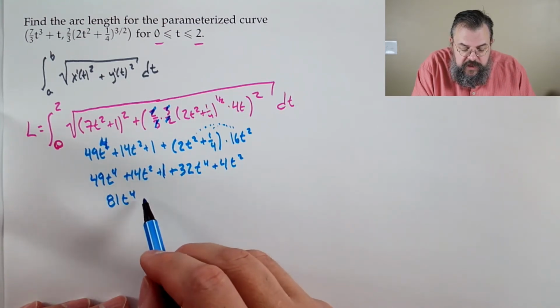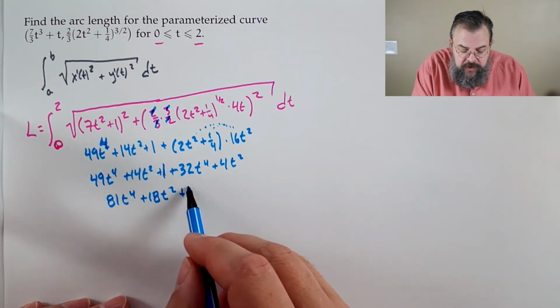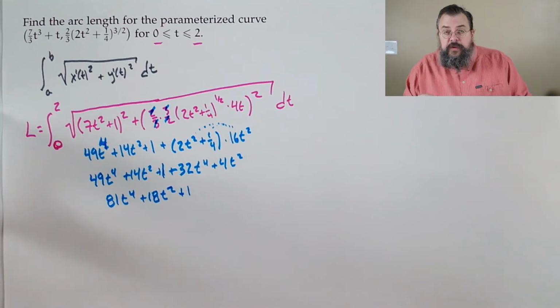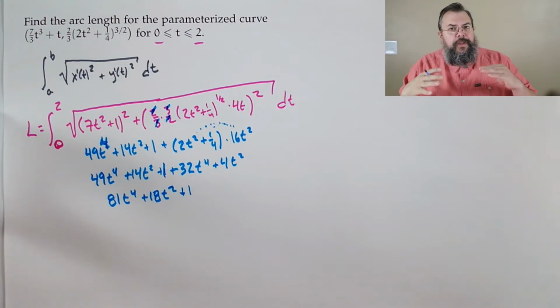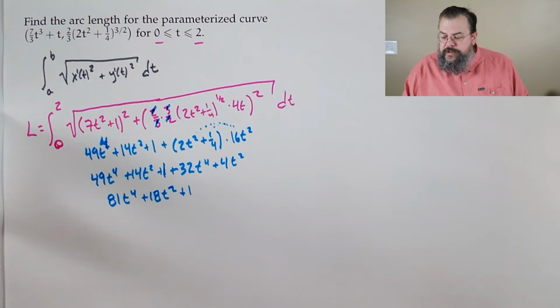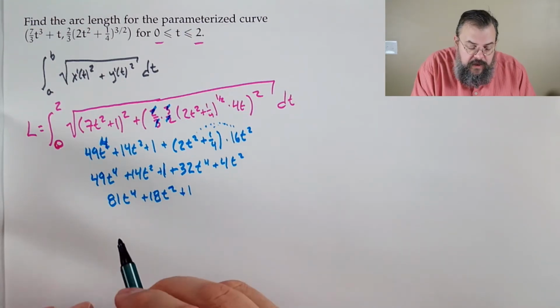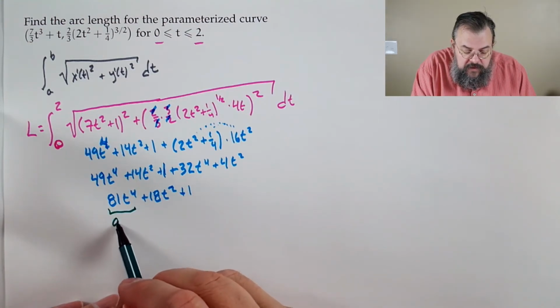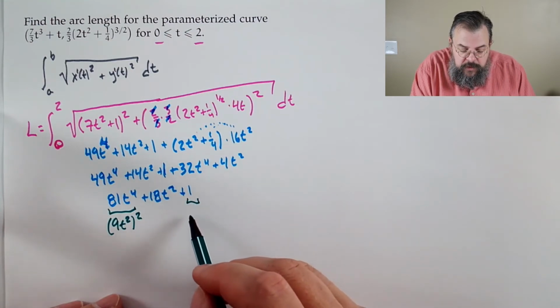We combine the t squareds, that's 18 t squared, and then there's a 1. All right. Now, oftentimes when we see three terms, something plus something plus something, we think that's kind of like a square. A square has three terms, right? So we just have to think about what it would be. Well, that first term, 81t to the fourth, maybe that's a square term. So this would be 9t squared, squared. The last term would be 1 squared.